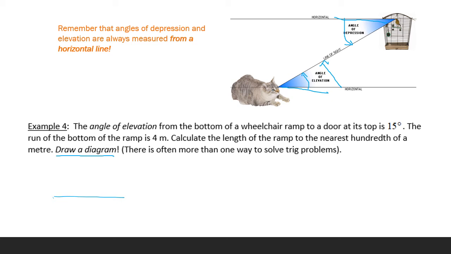That's the bottom of my wheelchair ramp. And here's kind of a 15-degree angle going up like this. And there's a door up here. And then we've got a line coming straight down like that. Erase a little bit of this. Oh, I erased too much. Start over.